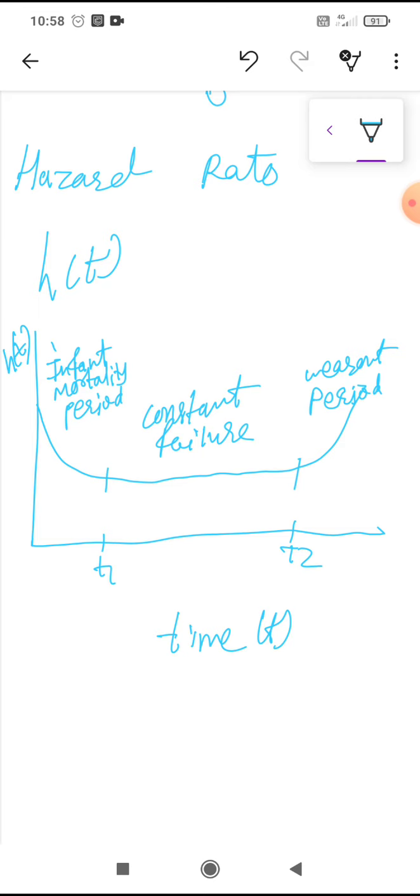Optimizing reliability must involve consideration of the actual life cycle periods. The actual hazard rate will be more complex in shape and may not exhibit all of the three periods.